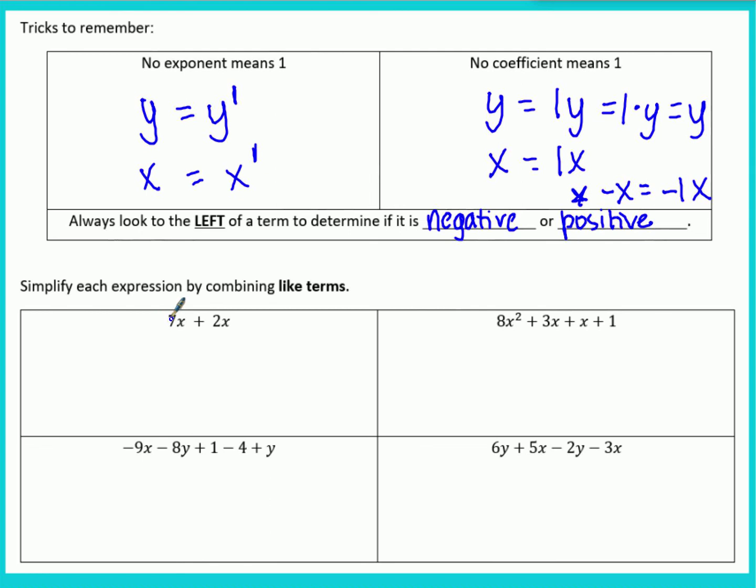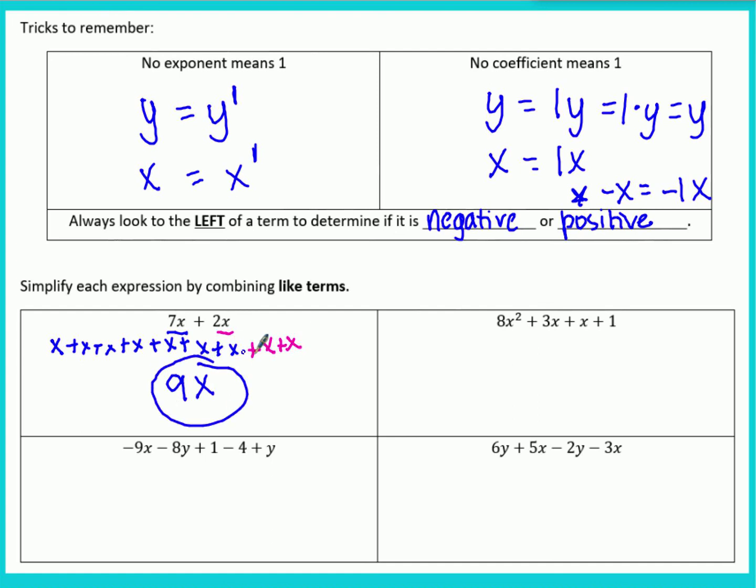When I look to the left of 7, there's nothing there. That means this is positive 7x plus 2x. So I have positive 2x's right here. This is just in longhand notation here. I would have x plus x plus x 7 times, because that coefficient is just telling me that I have 7 x's here, right? But then my 2x is telling me I'm going to be adding 2 more x's, right? If I add all these together, I have 1, 2, 3, 4, 5, 6, 7, 8, 9 x's. So my final answer becomes 9x.